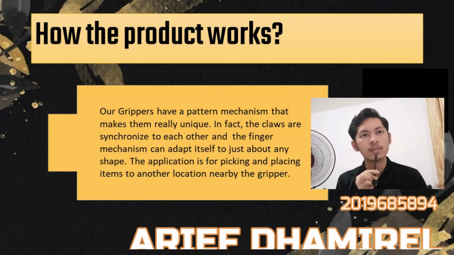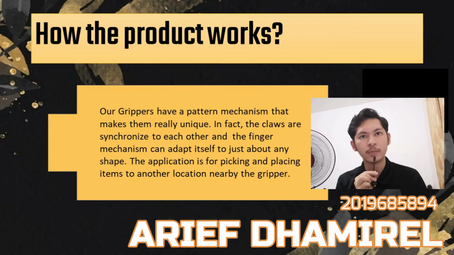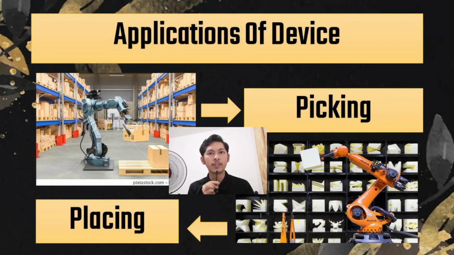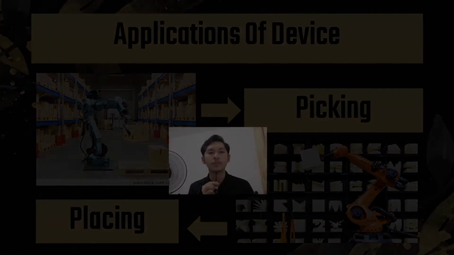How the product works. Basically, our product is a gripper. It has 4 claws. Our gripper has a pattern mechanism that makes them really unique. In fact, the claws are synchronized to each other, and the fingers mechanism can adapt itself to just about any shape. The application is for picking and placing items to another location nearby the gripper.